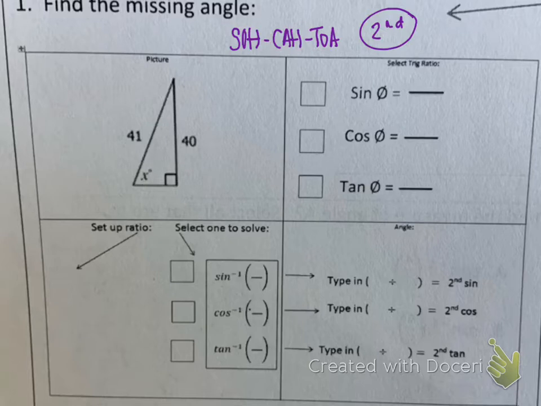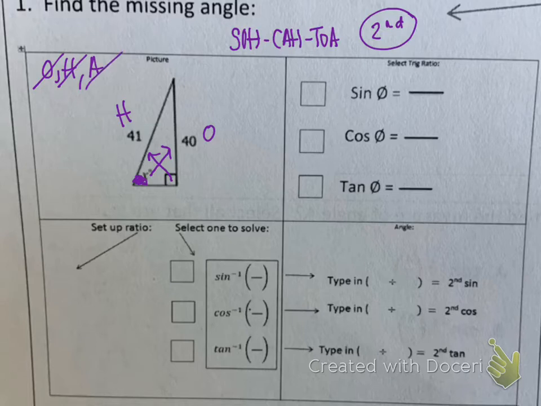So the very first thing we're going to do again is locate the reference angle, which is x, what we're actually trying to find. And then just like the previous notes, we're going to label our O, our H, and our A according to the reference angle. So directly across the reference angle is a 40, so there's my opposite. The hypotenuse is always your longest side across the 90, so 41 is my hypotenuse. So we're complete with labeling.